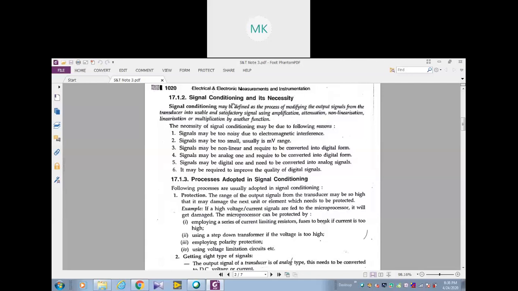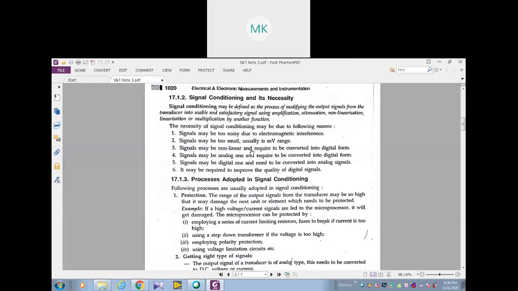Now this is signal conditioning. Now what is the necessity of signal conditioning? The first one: the signal may be too noisy due to electromagnetic interference. To remove that noise we need signal conditioning. The signal may be too small, usually in the millivolt range, so we may need to increase it using amplification.